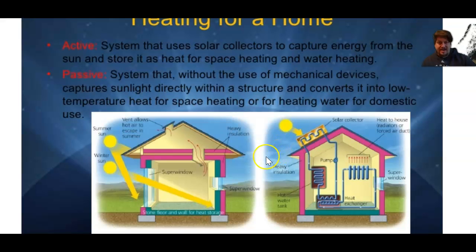The second type is passive, which we have all done in cars or homes, where the sun just simply comes through the window and warms up something. So there are two main types of heating a home using solar energy.